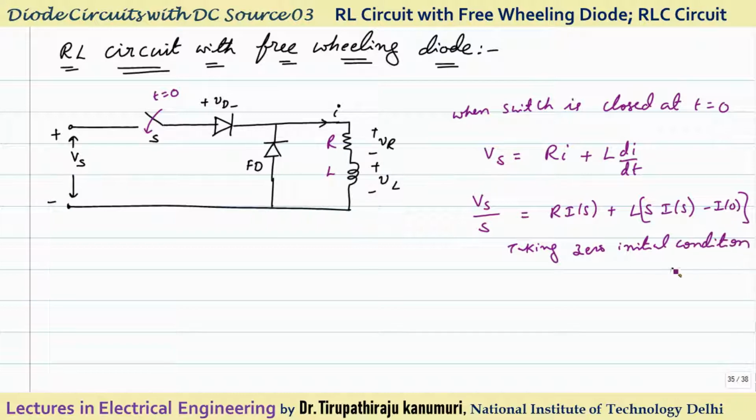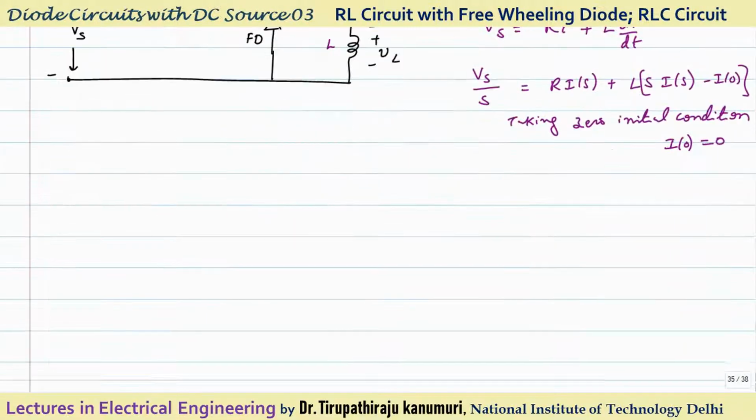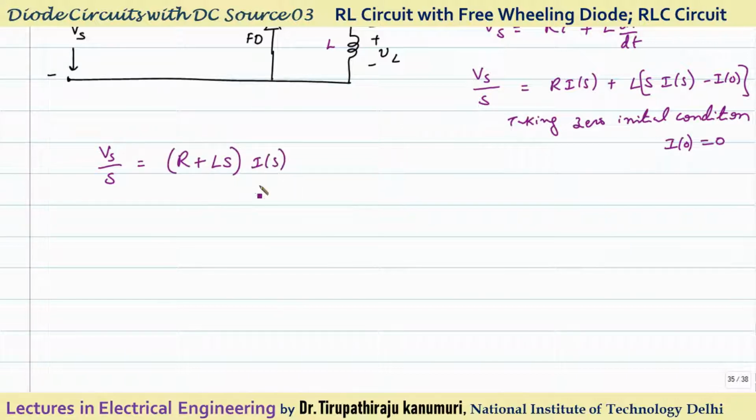0 initial conditions means the current at t is equal to 0 is equal to 0. So that I am substituting here. So what value will come? Vs by S will be equal to R plus Ls into I of S. So from this I can write my value of I of S will be equal to Vs divided by S into R plus Ls, right?